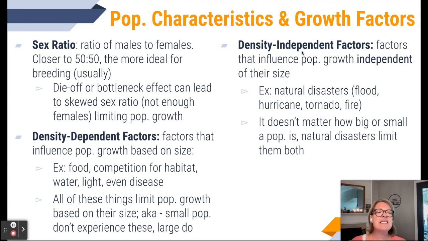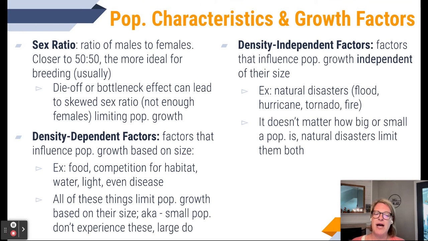Okay, so density independent factors. These are factors that influence the population growth. It doesn't matter what size the population is. So for instance, any type of natural disaster that can move in and wipe out an area. So I'm thinking of a flood or a hurricane, tornadoes, earthquakes, even fire, all of those things can come through.